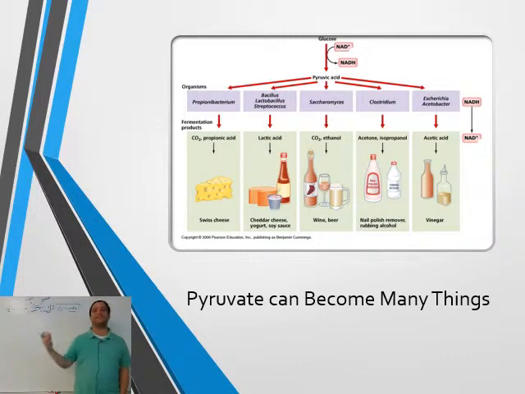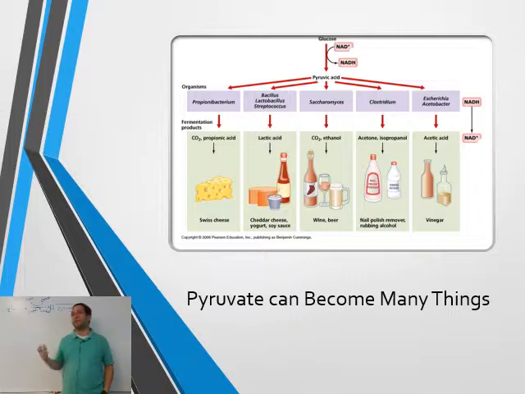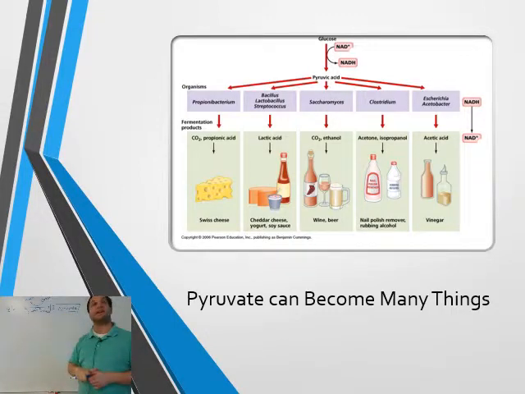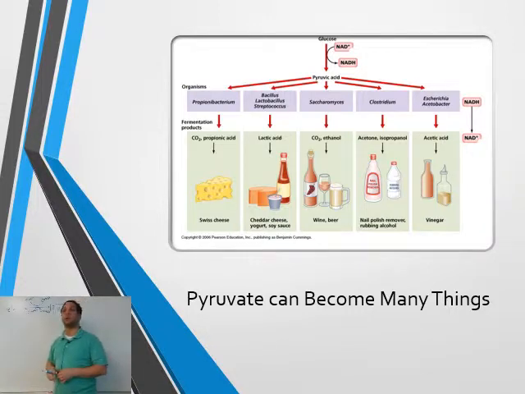Saccharomyces. Saccharomyces are yeast. We use yeast for producing ethanol and bread. Clostridium. If you're exposed to Clostridium, instead of making ethanol, you might accidentally make nail polish remover, rubbing alcohol. Or Acetobacter, or like E. coli, they go on to produce acetic acid, which we have in vinegar.